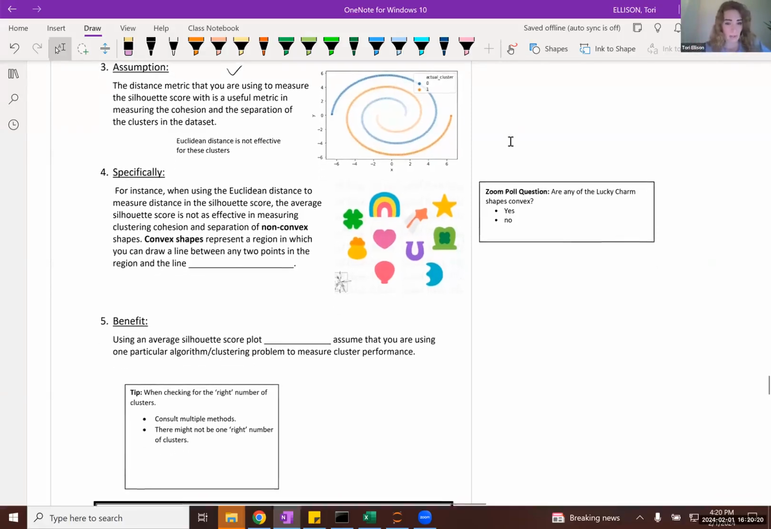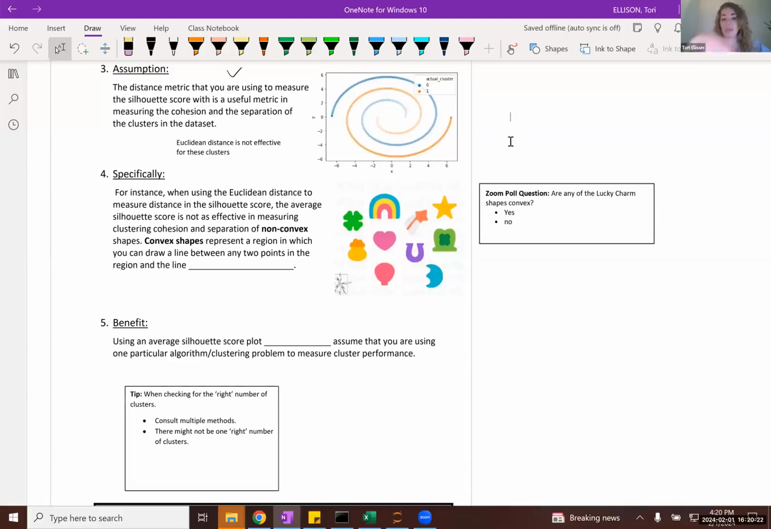One of the key issues that these particular cluster shapes have is that they are not shapes that are what we call convex. A convex shape basically represents a region in which, for any 2 points that you select within the region, every point in the line that connects those 2 points is also contained within that region.